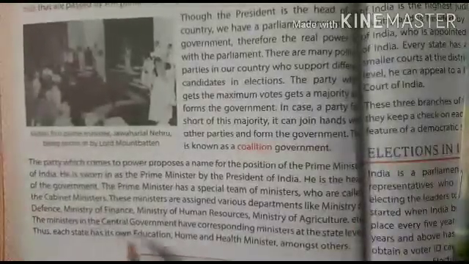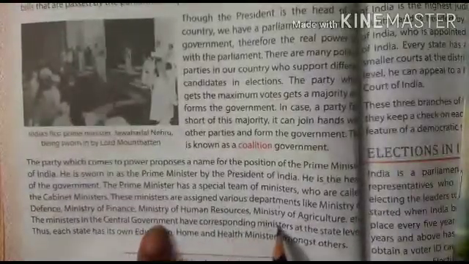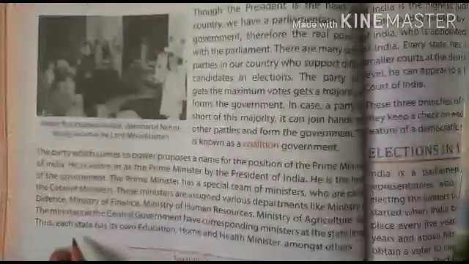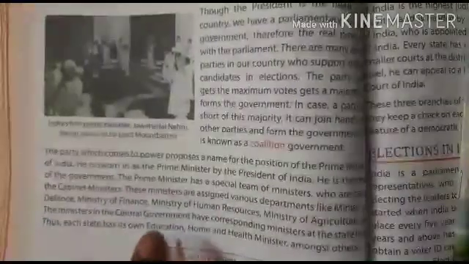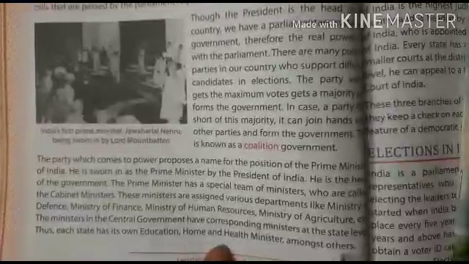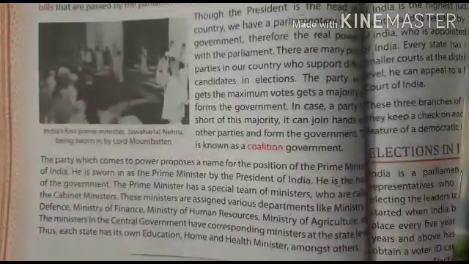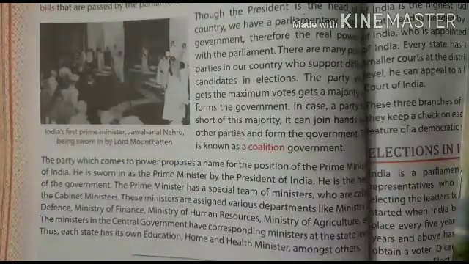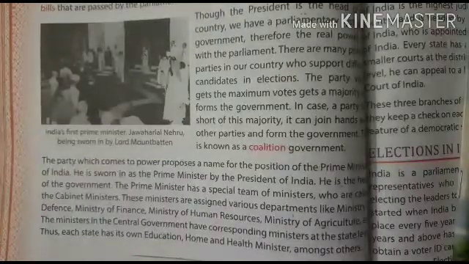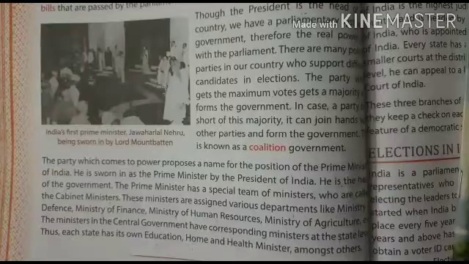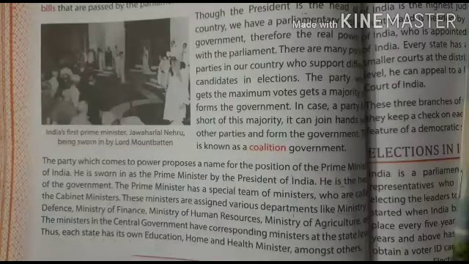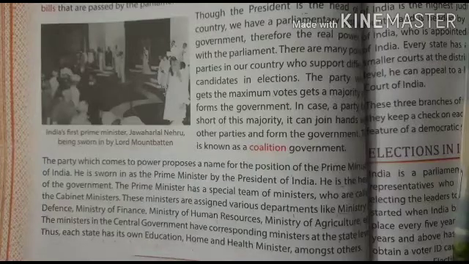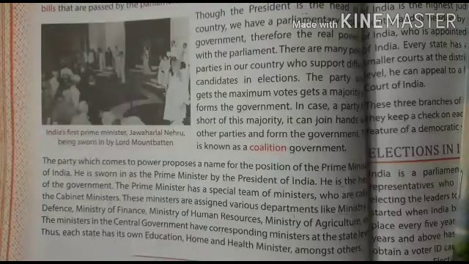The ministers in the central government have corresponding ministers at the state level. Thus, each state has its own education, home, and health minister, amongst others. The minister in the central government has their own ministers at the state level. Every state has its own education minister, its own home minister, its own health minister, and various other ministers.